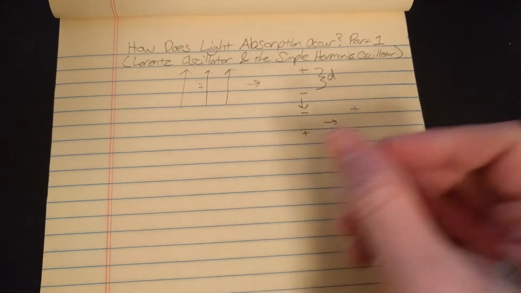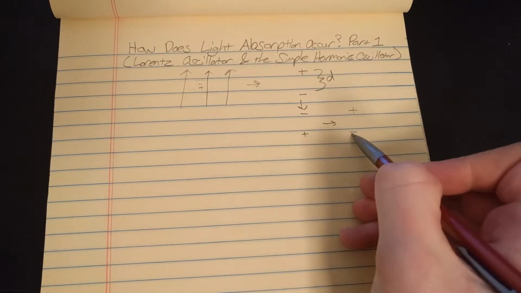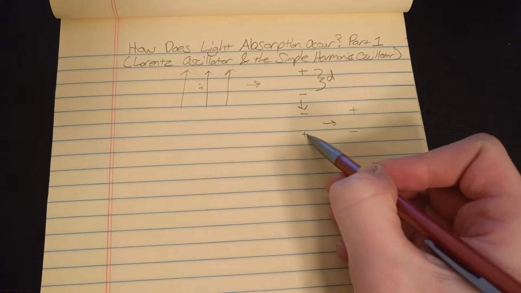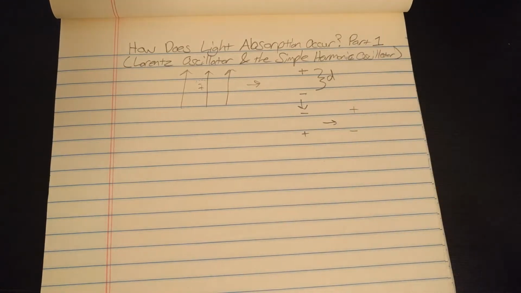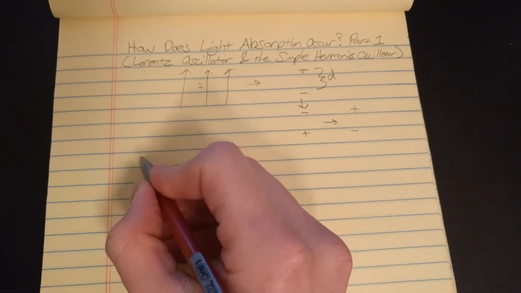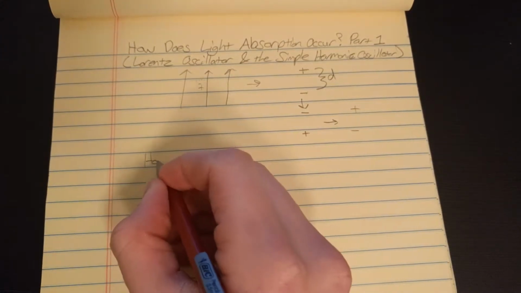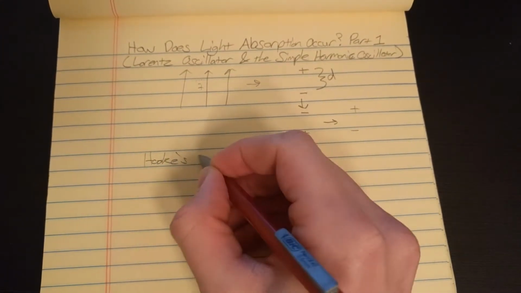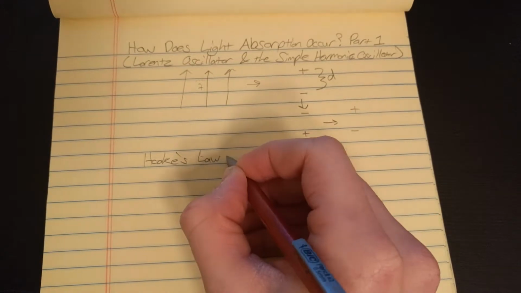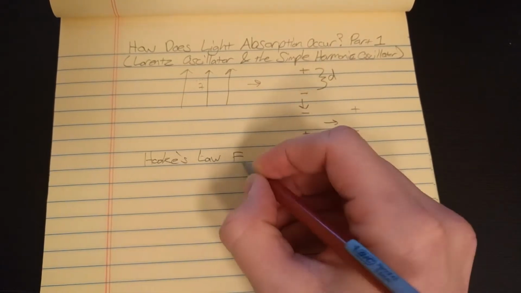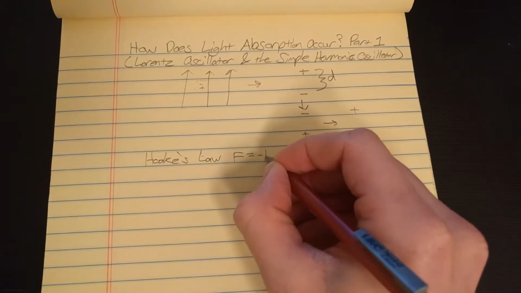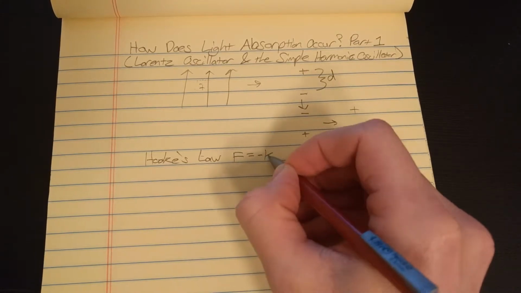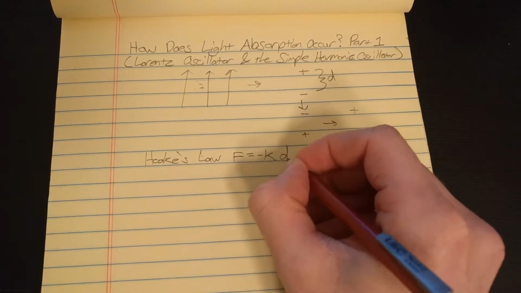So, Lorenz thought that this oscillation was simple harmonic, and therefore it can be described by Hooke's law, which says that the restoring force, F, is equal to some spring constant, negative k, times the displacement d.